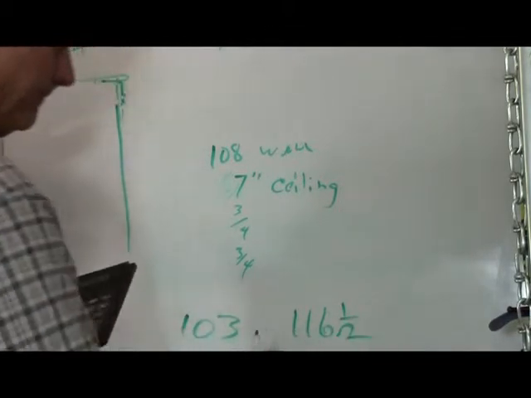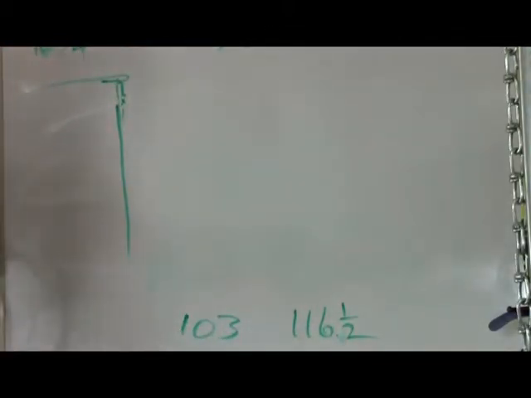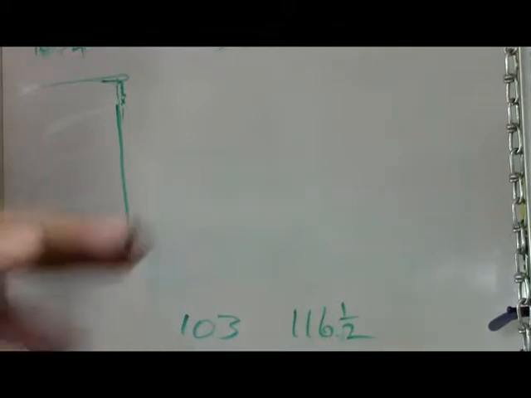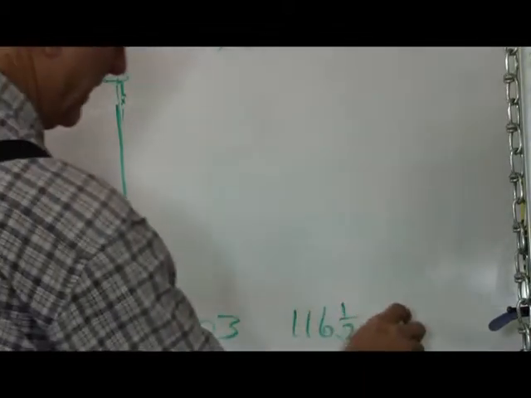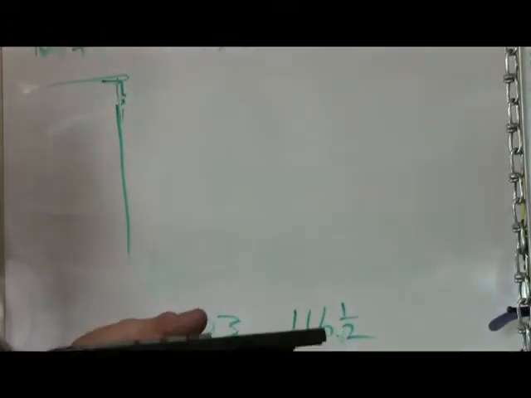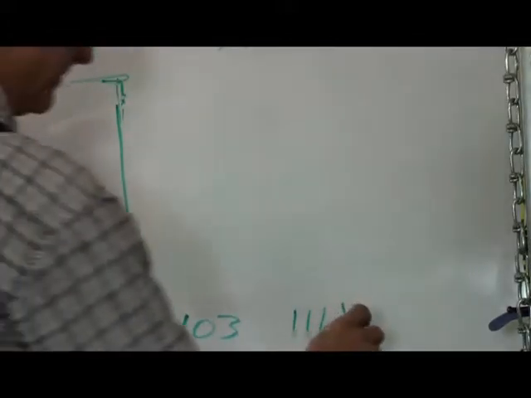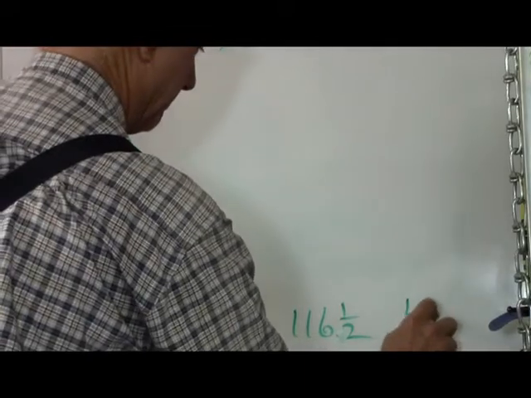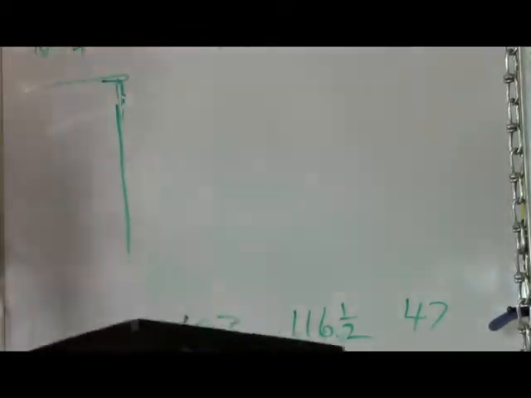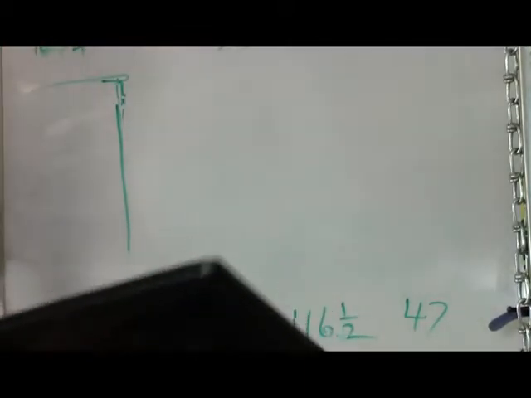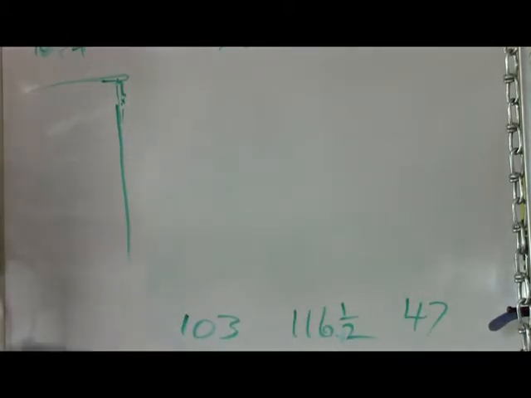Okay, let's say you've got a deck that's 4 foot. That's from the ground to the top of your finished deck. So let's make it interesting. Let's say 47 inches. Okay, so now we've got 103, 116.5, and 47.